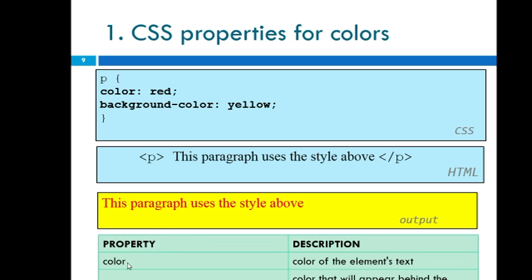We have used the property color and property background color, and color is used to apply color to the HTML element, and the background color is used to apply a color at the back of the HTML element.